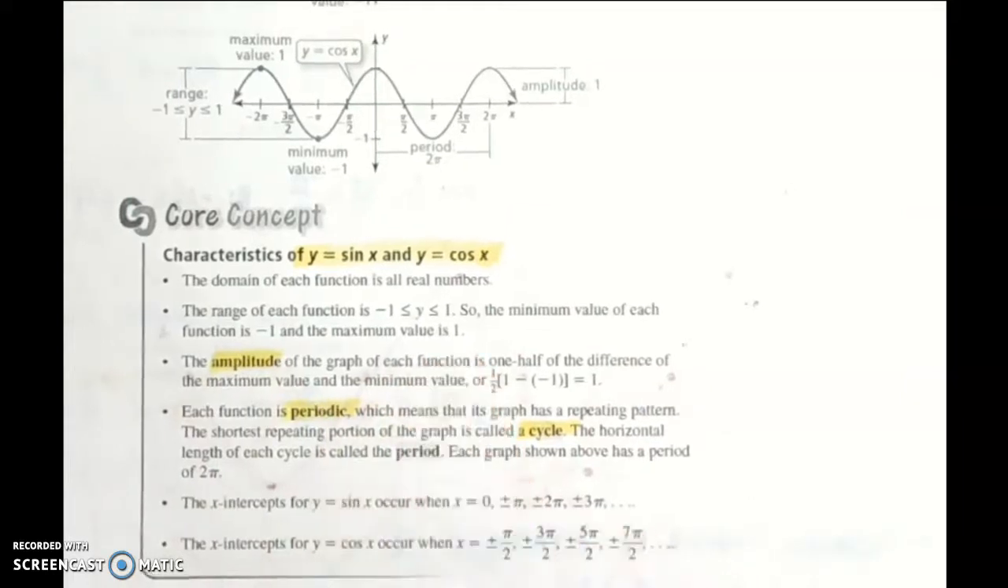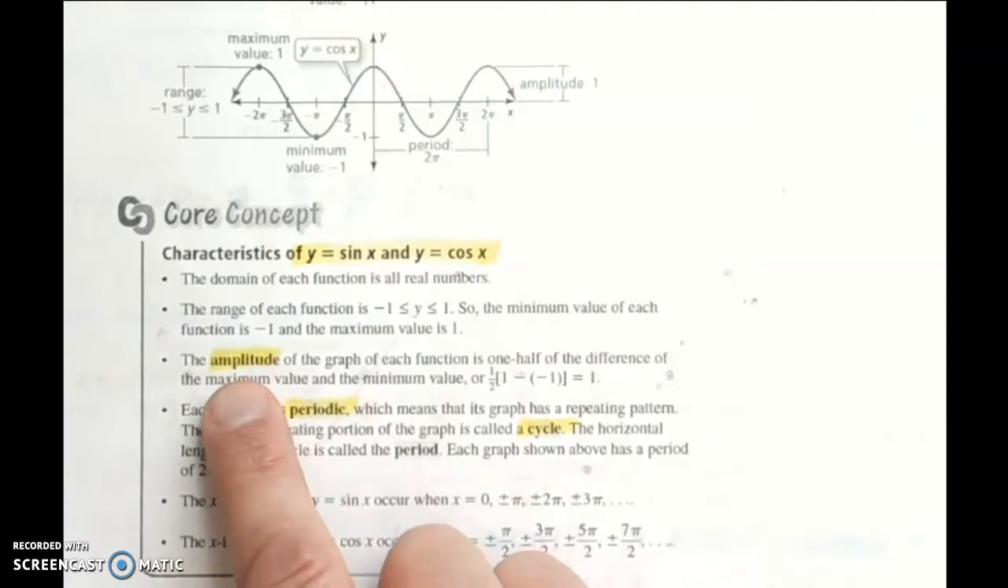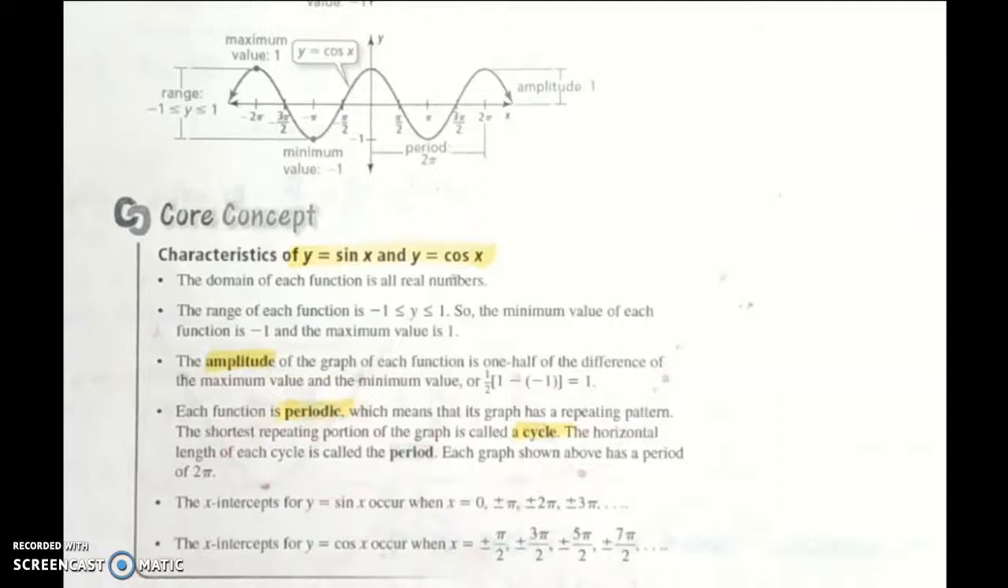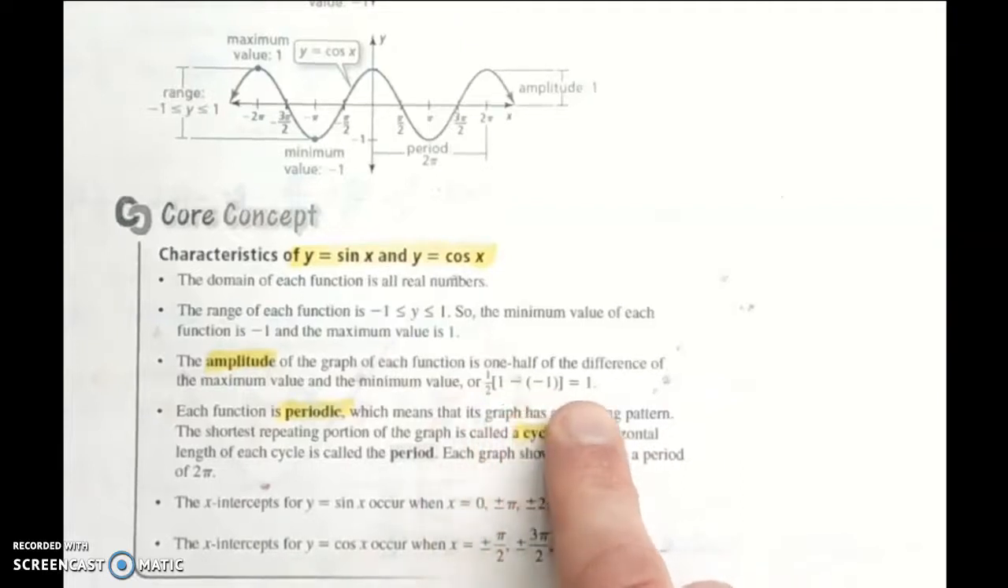So again, the range is in between your max and min values, and it's going to be really in between your amplitude. That's where the amplitude of the graph of the function is 1/2 the difference of the maximum value and minimum value. Okay, so 1 minus negative 1 is 2, and then 1/2 of 2 is 1.